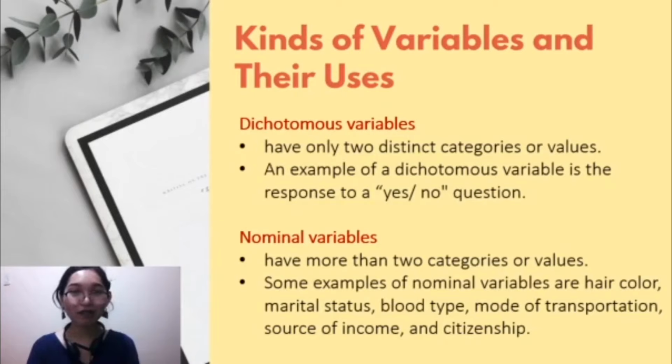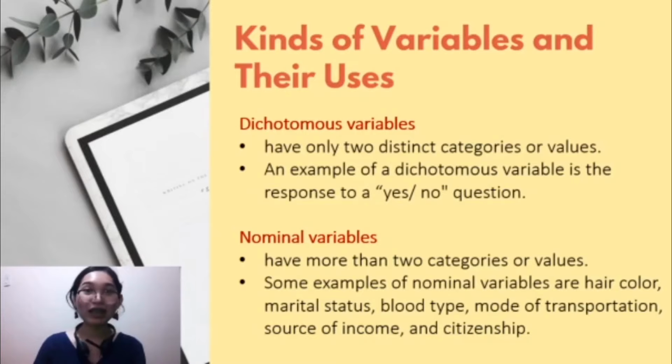Dichotomous variables have only two distinct categories or values. Please remember na dalawa lang pag dichotomous yung pinag-uusapan natin, yung value niya or yung category niya, meron lang tayong dalawa. Example that we have here is the question which responds to a yes or no question. So, di ba, dalawa lang yung pwedeng possible answer. It could be yes or no. Another example is true or false. So, yun yung mga under dichotomous variables.